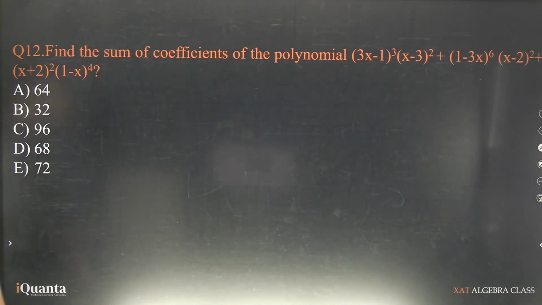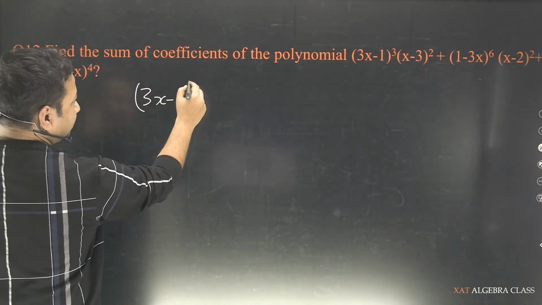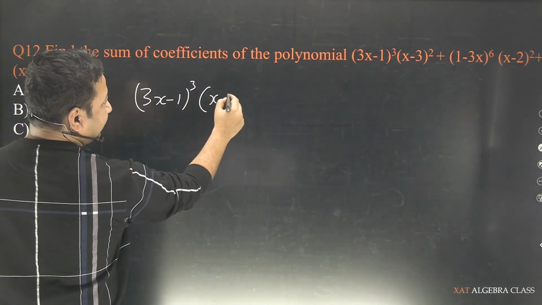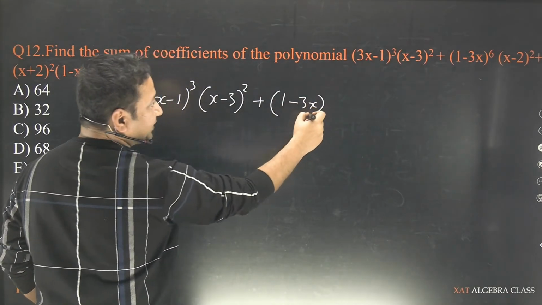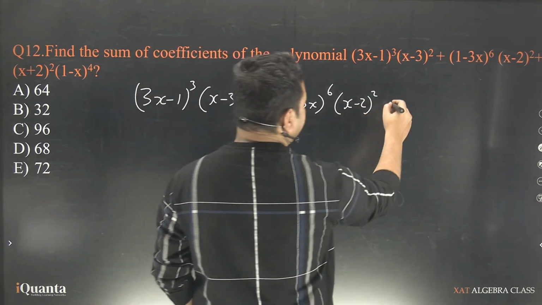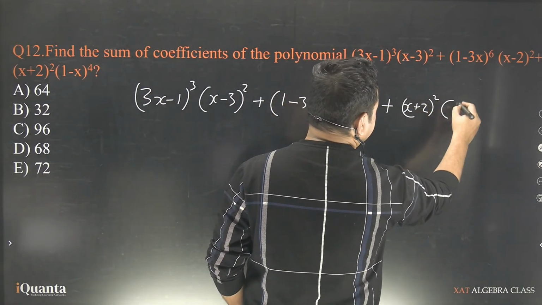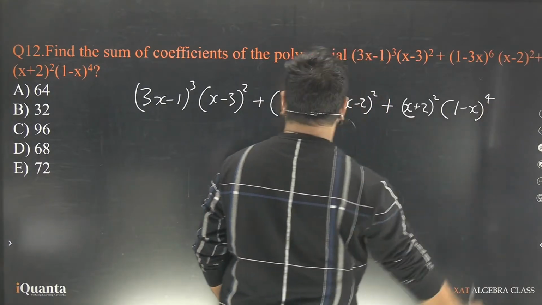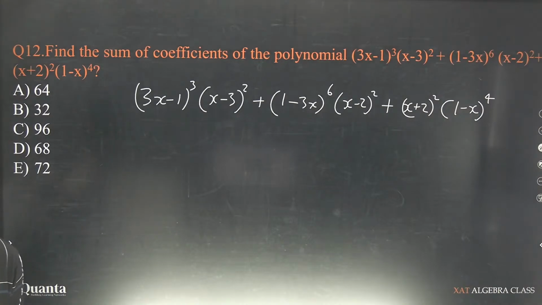Find the sum of coefficients of the polynomial. It's a huge polynomial. I'll just rewrite it. 3x minus 1 whole cube multiplied by x minus 3 whole square, plus 1 minus 3x raised to the power 6 multiplied by x minus 2 whole square, plus x plus 2 whole square multiplied by 1 minus x raised to the power 4. Wow. Sum of the coefficients. Come up with your answers.